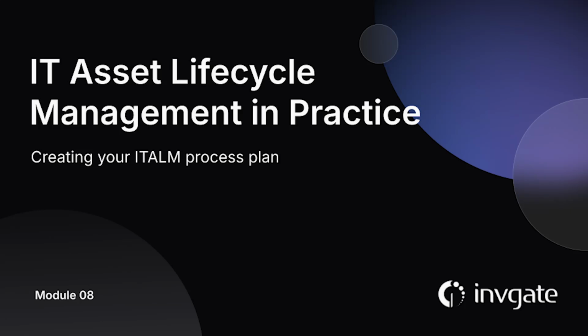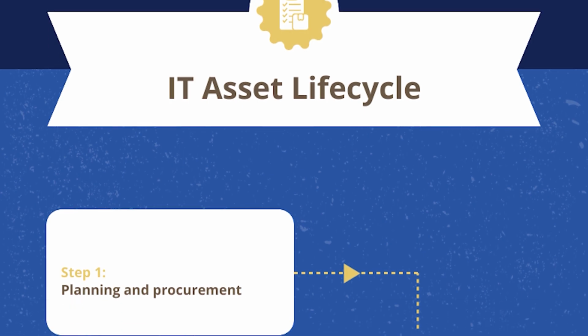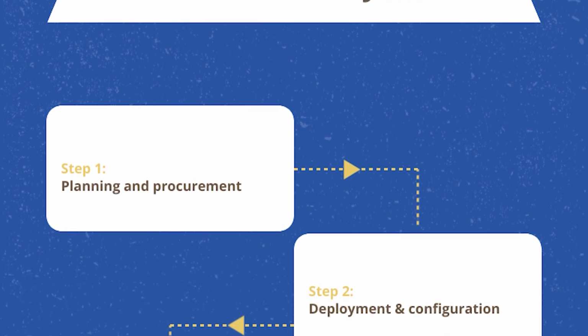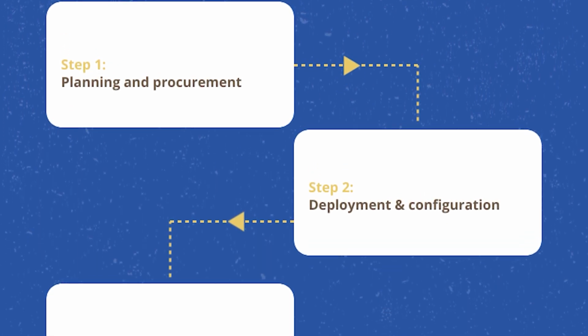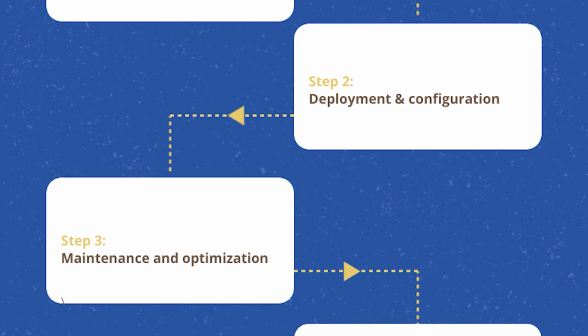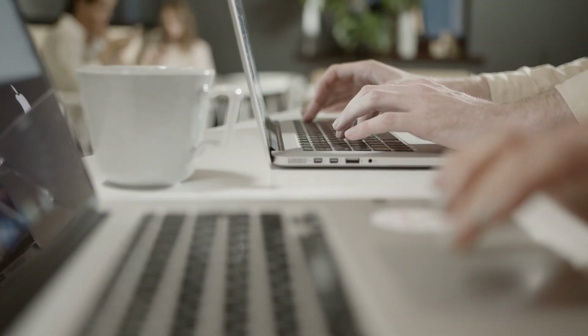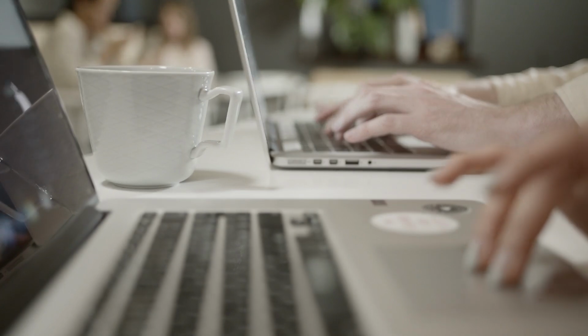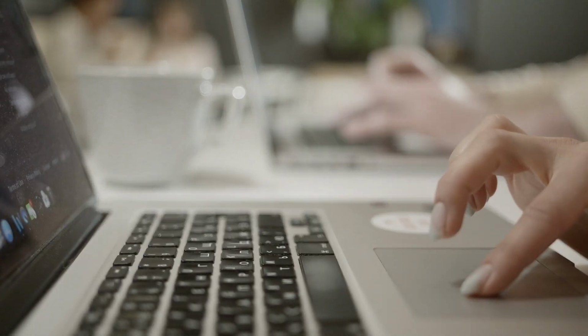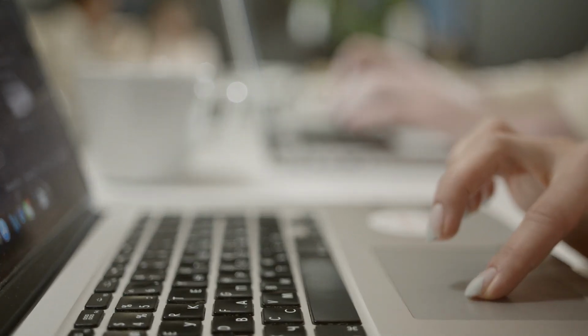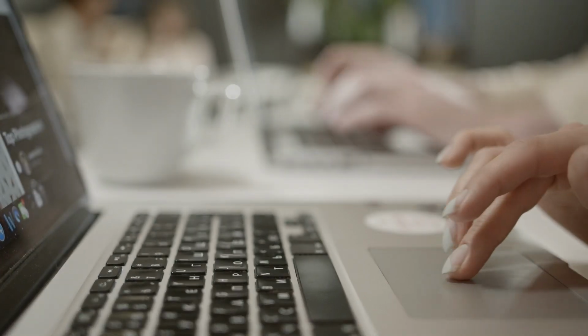You've made it to the final module. Congratulations! That's no small thing. You've just worked through the entire IT asset lifecycle from the first spark of planning all the way through to responsible retirement. You understand the risks of doing nothing, the costs of mismanaging assets, and the benefits of getting this right. Now comes the most important step, putting it all into practice.